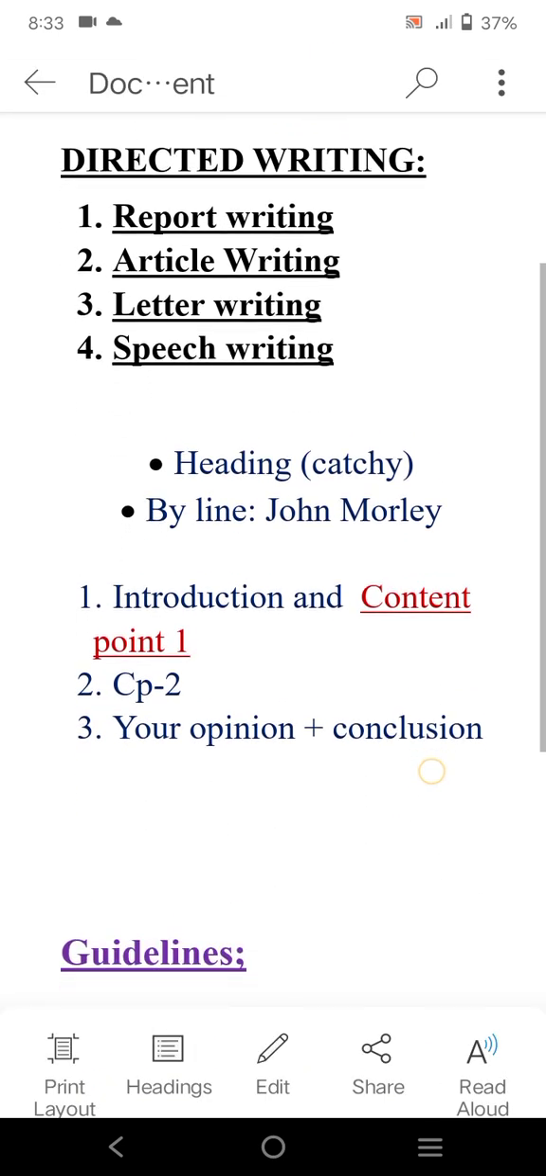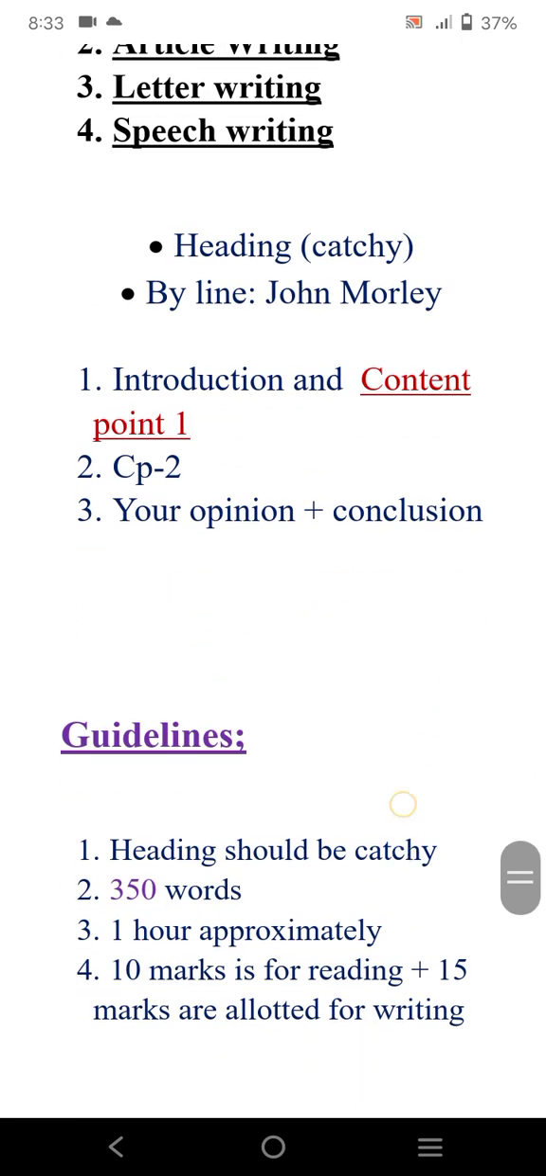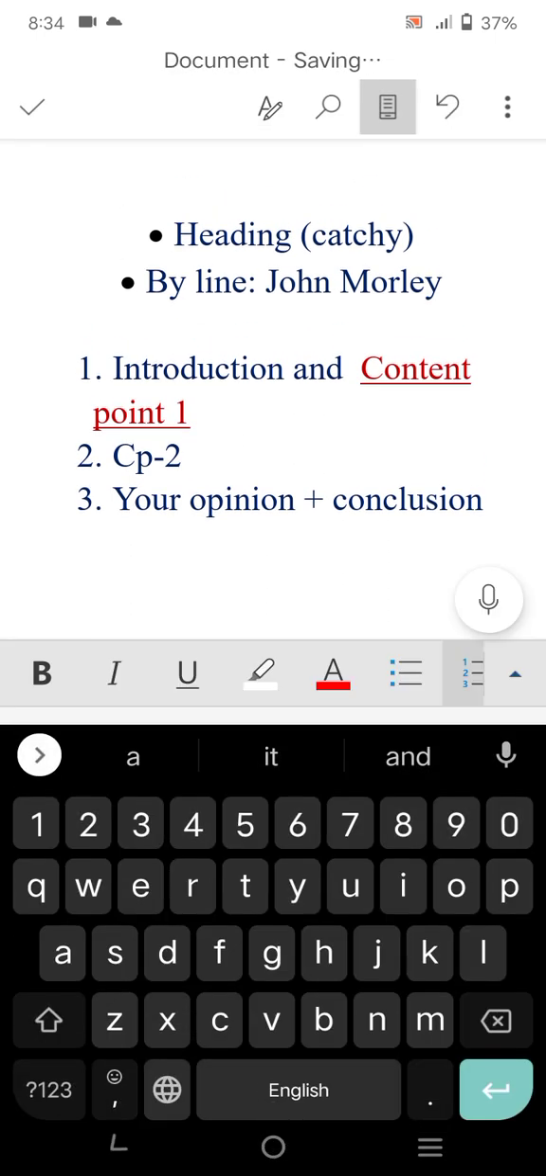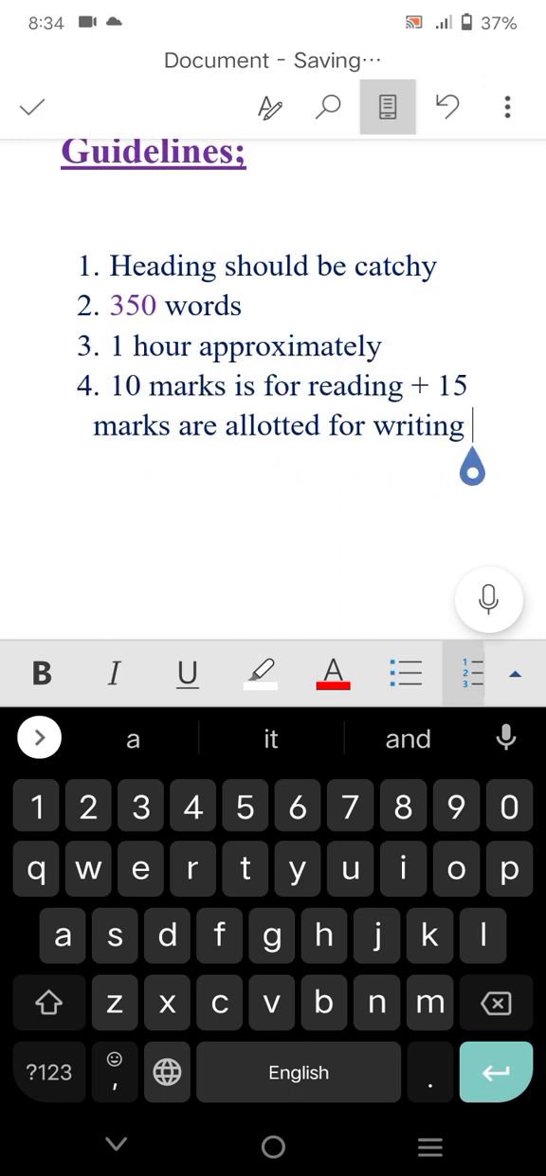The second part of this first video is the guidelines. The guidelines are basically that you would be given the first part, which is known as the heading. The heading should be catchy, as told in the upper part.